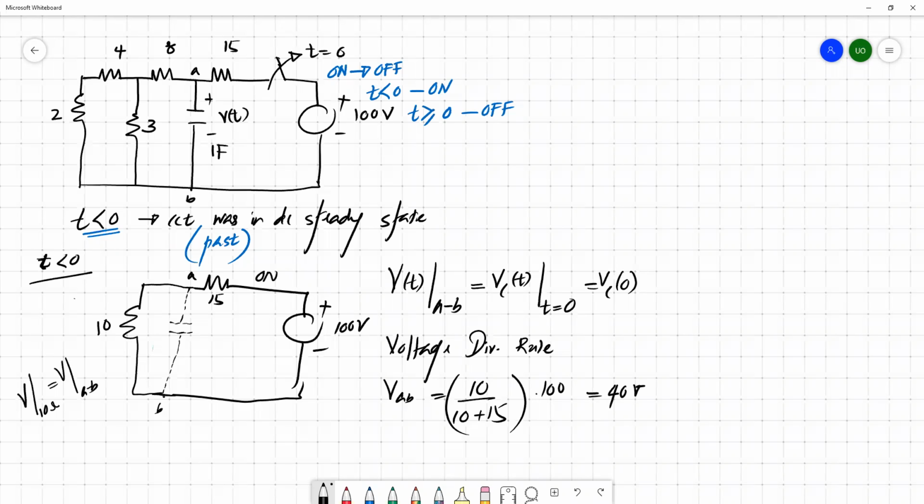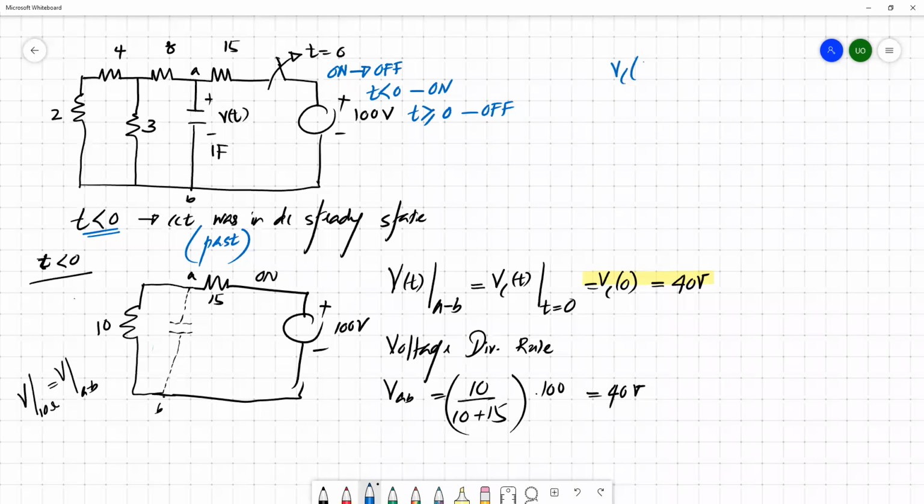Which is the actual voltage appearing across the capacitor. So from this we can argue that the initial condition, or the voltage across the capacitor at t equals 0, is 40 volt. I hope it's clear. So you can easily get the initial condition of the capacitor. It is at t equals 0 as 40 volt. Now we have this information.